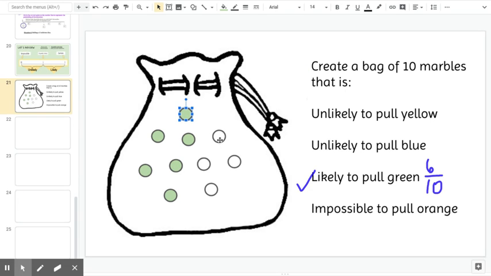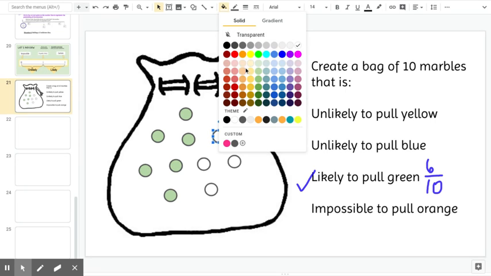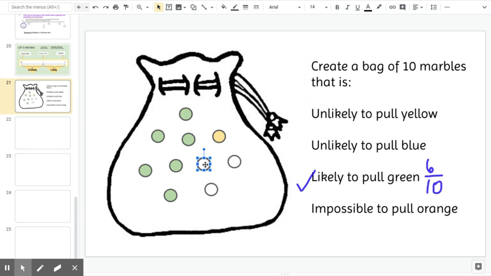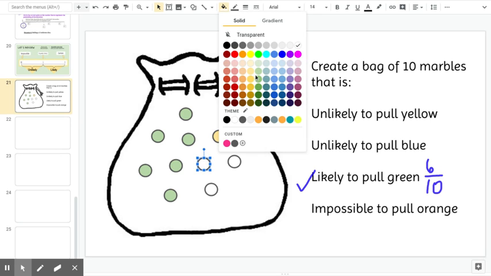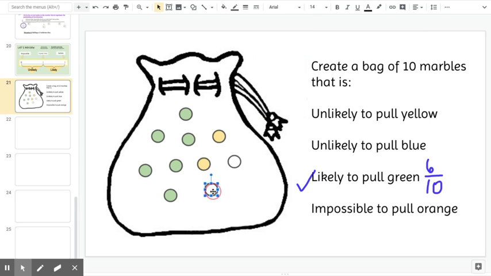So now I have 4 marbles left over. And I need to make sure that it's unlikely to pull yellow and unlikely to pull blue. Now, again, there's not one correct answer. As long as your marbles meet the criteria, then you're good. So I could do 2 yellow and 2 blue, but I'm going to do 3 yellow marbles and 1 blue marble and see if that still meets my requirement.